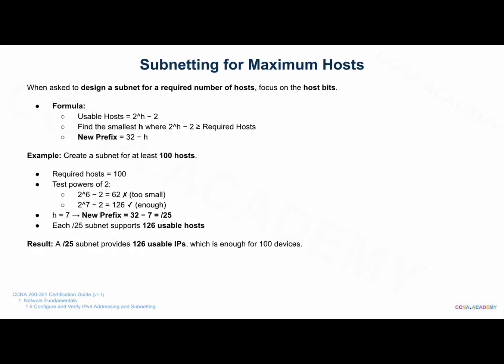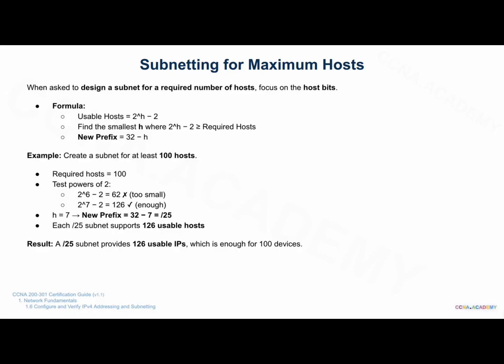When you're asked to design a subnet for a specific number of hosts, the goal is to find the smallest subnet that can fit them all. Use the formula 2 raised to the power of host bits, minus 2, and test until the result meets or exceeds the required number of hosts. For example, if we need at least 100 hosts, 2 to the power of 6 equals 64, which is too small. 2 to the power of 7 equals 128, which is enough. That means we need 7 host bits.